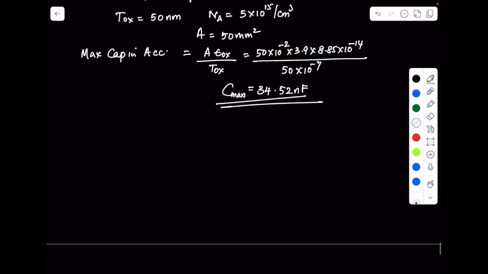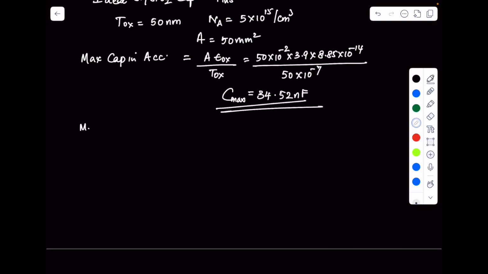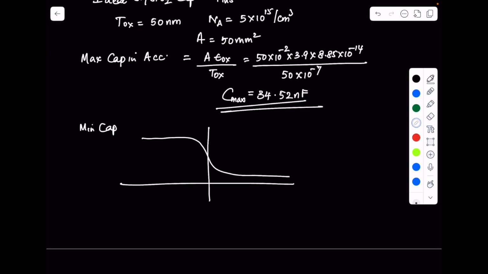Now next question to ask is, what is the minimum capacitance, right? So if you remember, the CV looks something like this. I have accumulation and I'm going to go into depletion, right? So this is my C and this is my V. So this is my maximum capacitance, which happens in accumulation. It's given by C ox. The minimum capacitance is basically C ox in series with C depletion, right?